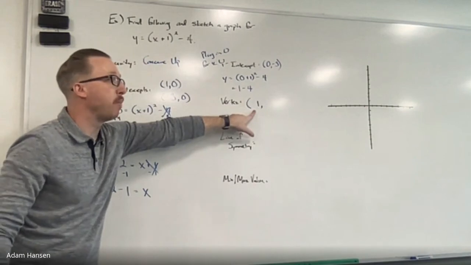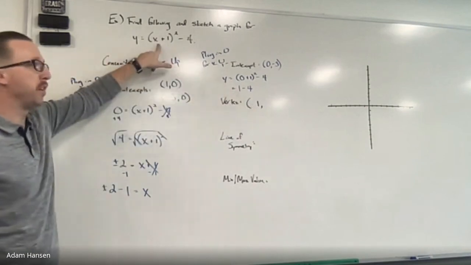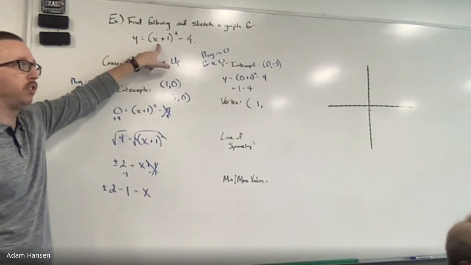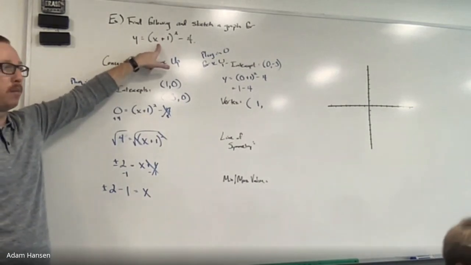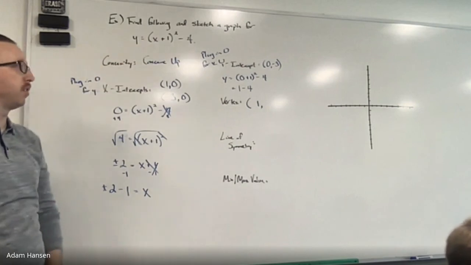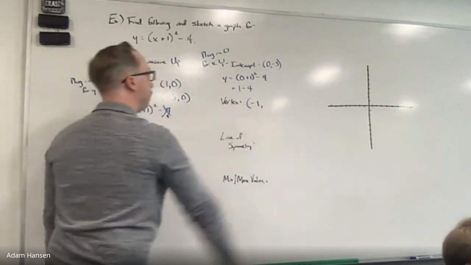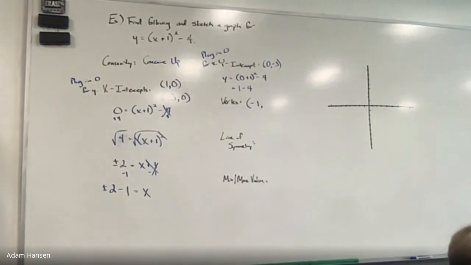But does that make it as small as possible? What's 1 plus 1? 2, and 2 squared makes 4. That's not the smallest I can make a number by squaring it. What gets me back to 0? A negative 1. Got to switch the sign.